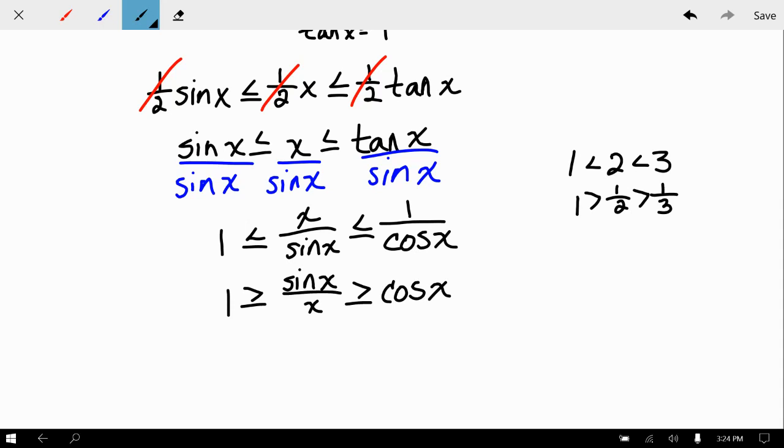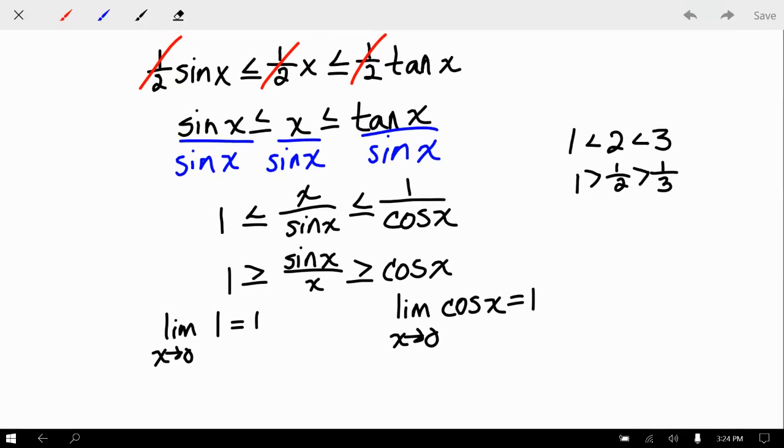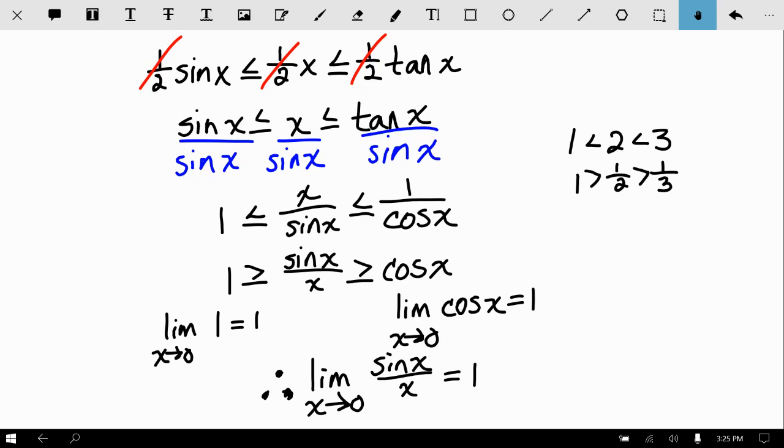Okay, so now that we've gotten here, we finally got to the point that we were looking for where we could use the squeeze theorem. I want the limit as x approaches 0 of 1. That would be 1. Over here on the right side, the limit as x approaches 0 of cosine x would also be 1. So thankfully, those are both the same, because if they weren't, then that wouldn't really give us any information. But since those are both the same, we can say, therefore, the limit as x approaches 0 of sine x over x is equal to 1. Okay, so in the end, that's what our limit was.